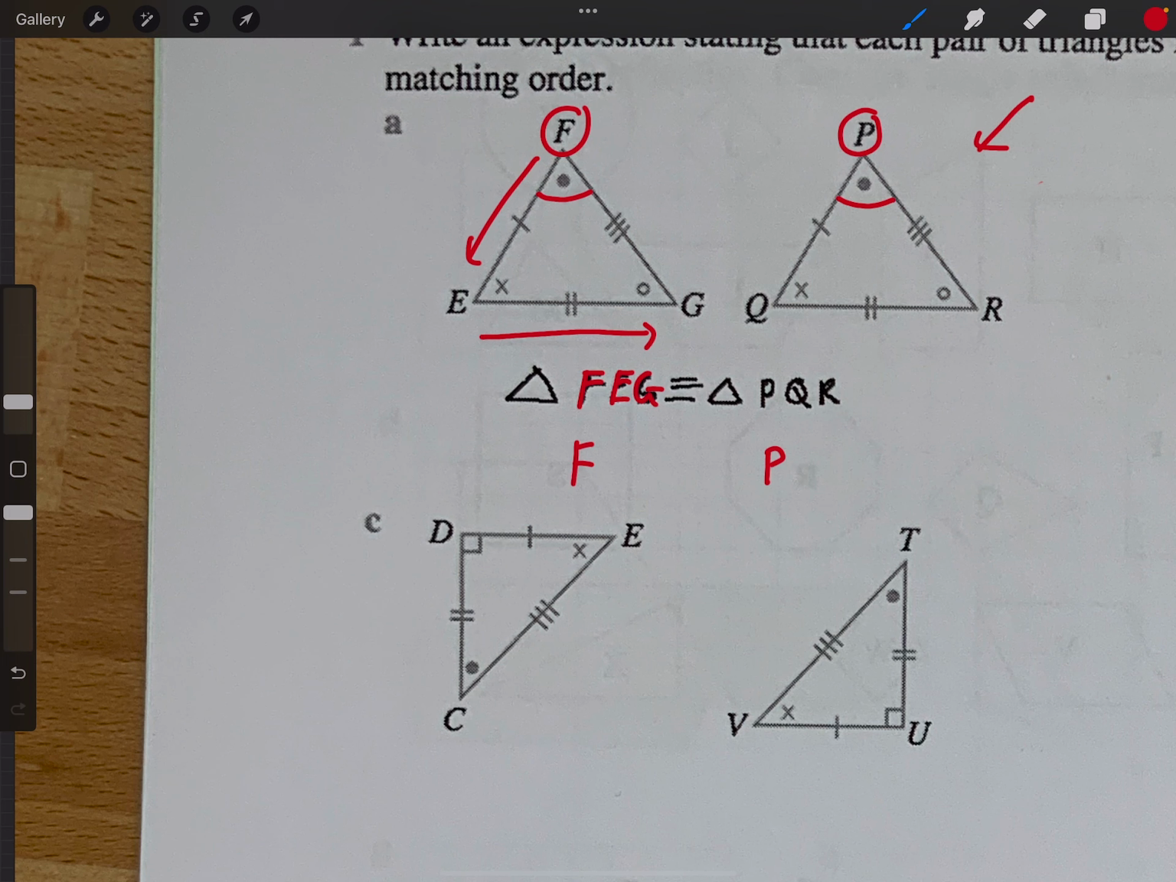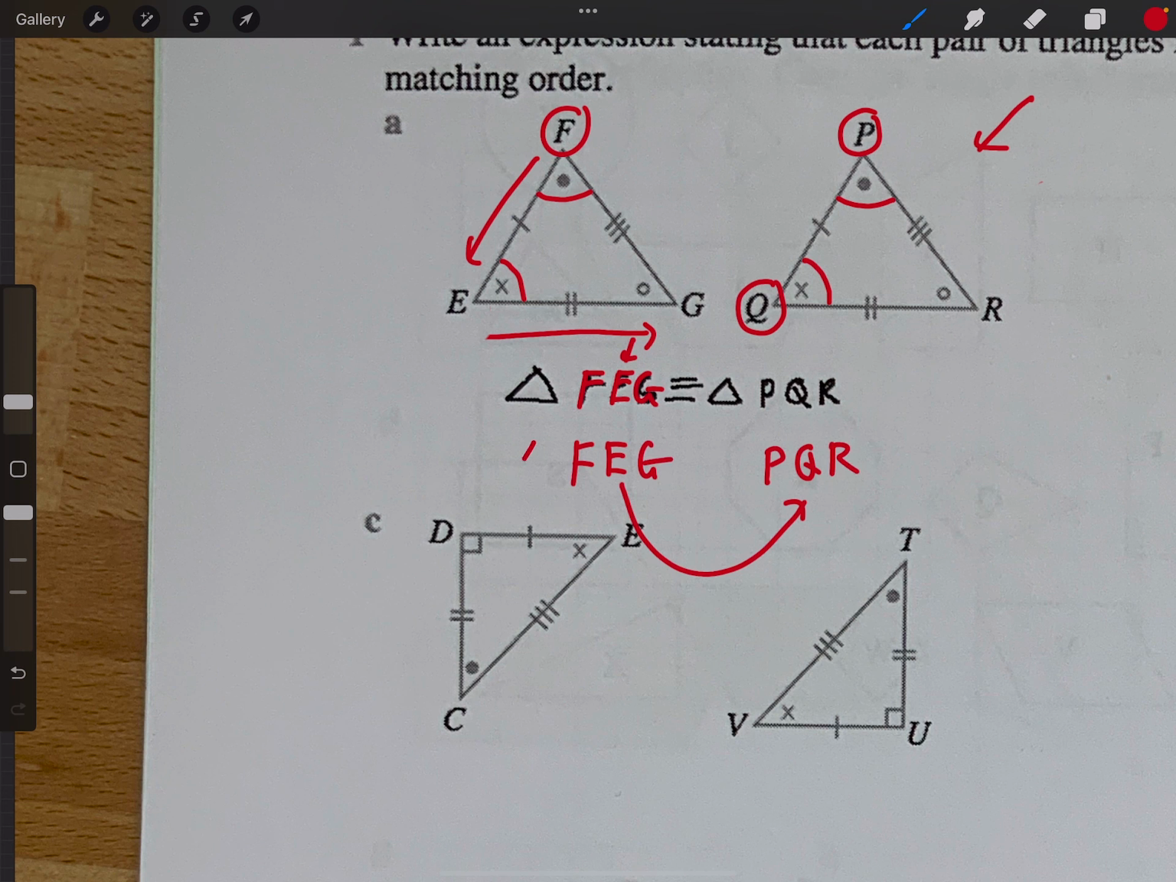Now the second letter they wrote was E. They could have written G, but they decided to write E. So if you write E for the second letter, you look for what angle E has. It has the angle with a cross in it. So we look for the angle with a cross for the second triangle, and sure enough, that's Q. So when you write E as a second letter, you have to write Q as a second letter. And obviously the last letter is going to be G, and that's going to be R.